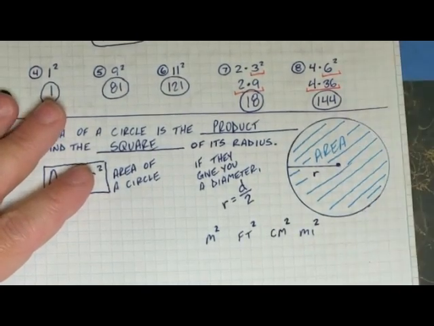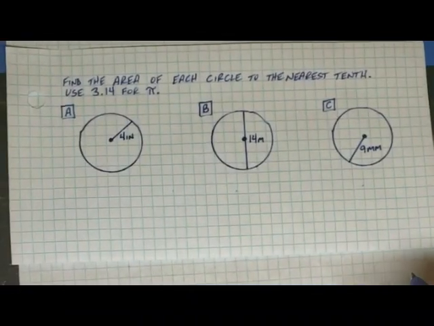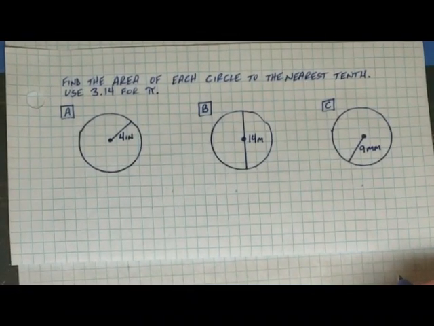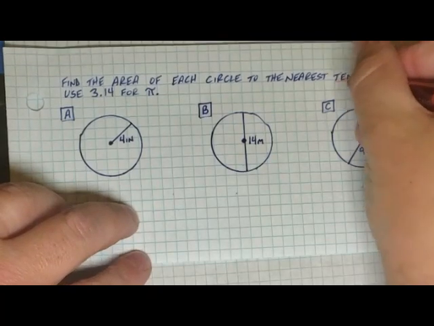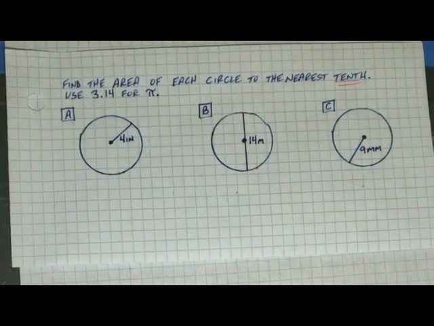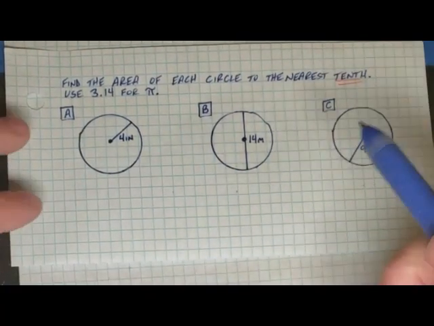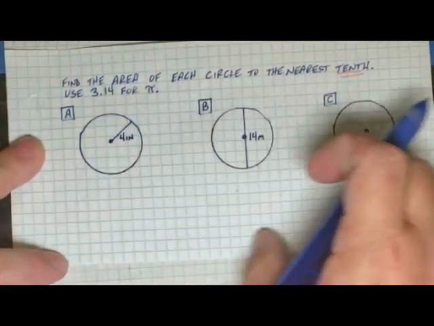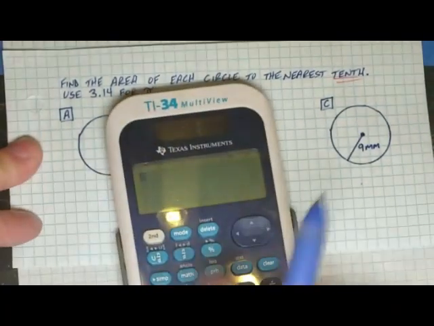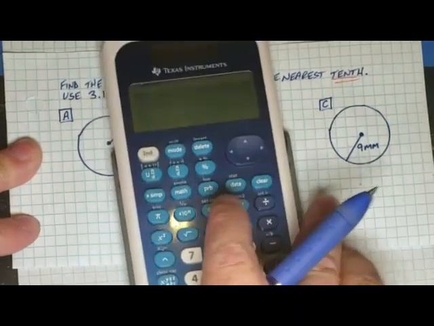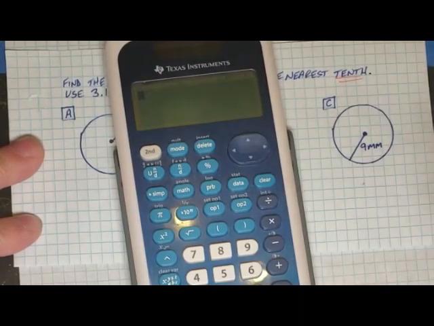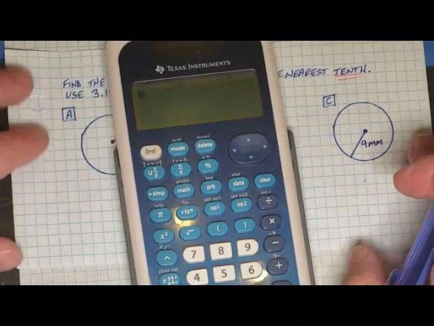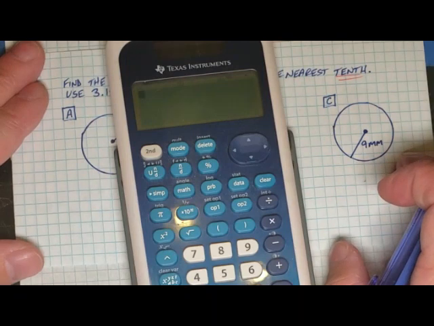So let's jump into some problems. These first three problems ask us to find the area of each circle to the nearest tenth. This tells us where to round, the tenths place. And we want to use 3.14 for pi. Again, please do not use the pi button on the calculator right here, as it will give you a slightly different answer and it may affect what it rounds to.